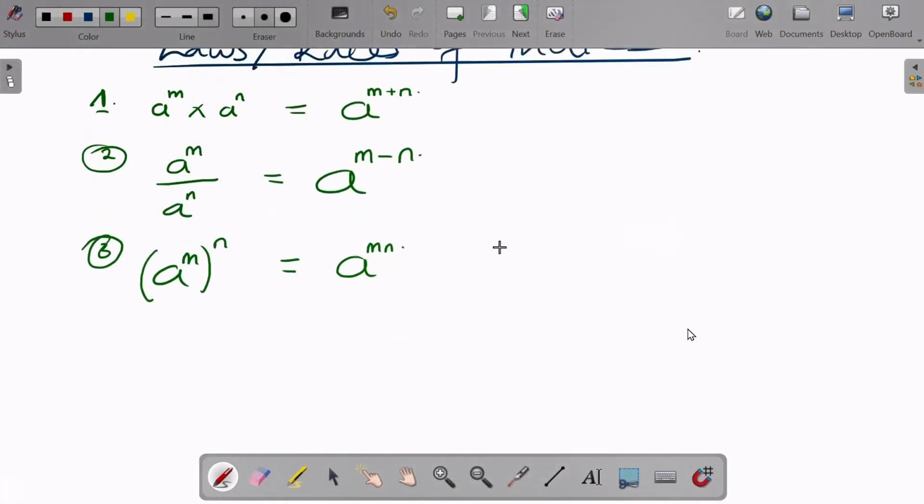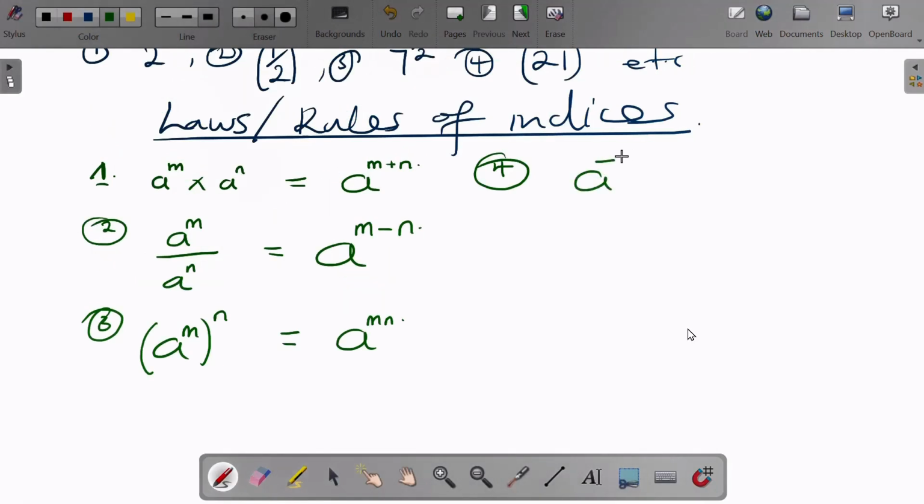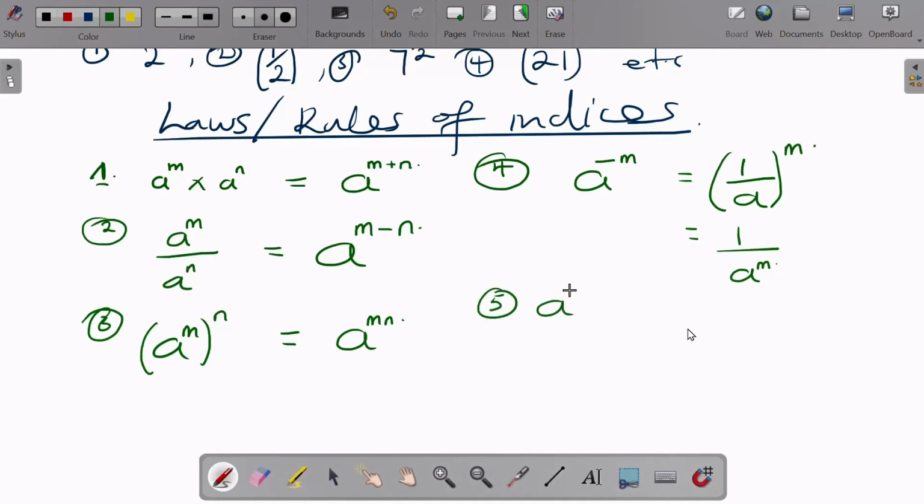We can have the fourth one. If I have a raised to power negative m, this is the same as having 1 divided by the base, which is a, raised to power m, which is also the same as 1 divided by a^m. We can have the next rule. If I have a^0, this is the same as b^0, and still the same as c^0, which is equal to 1. That's why you say that any number to power 0 is 1. Any letter raised to power 0 is 1.